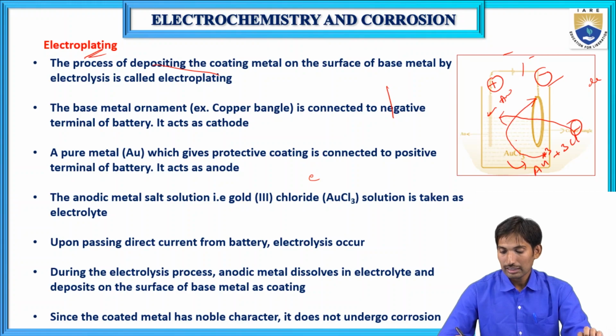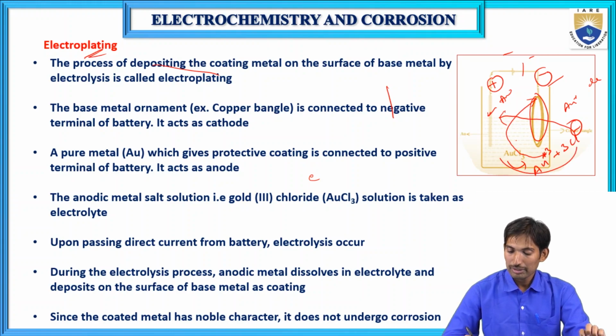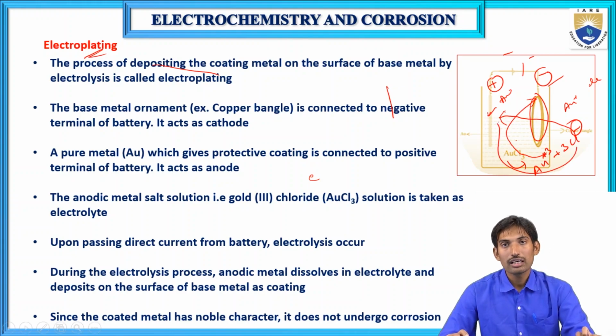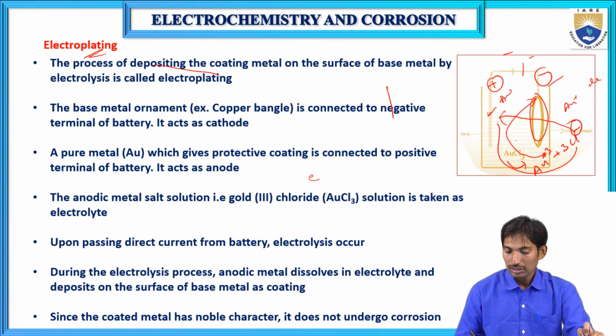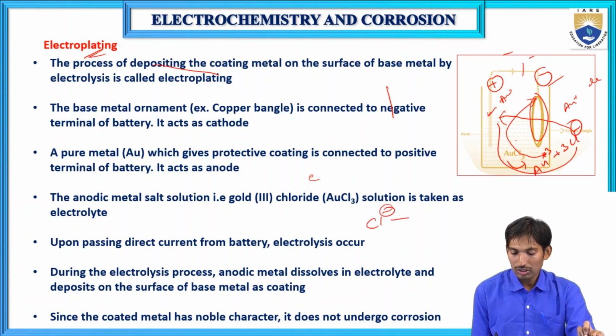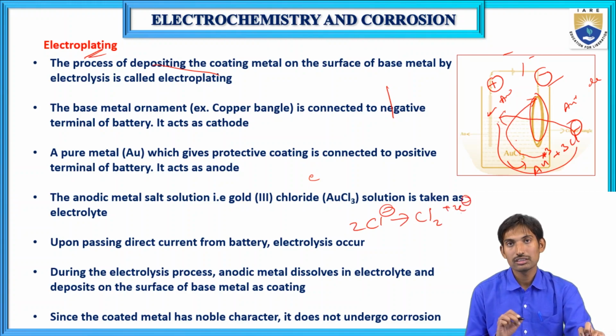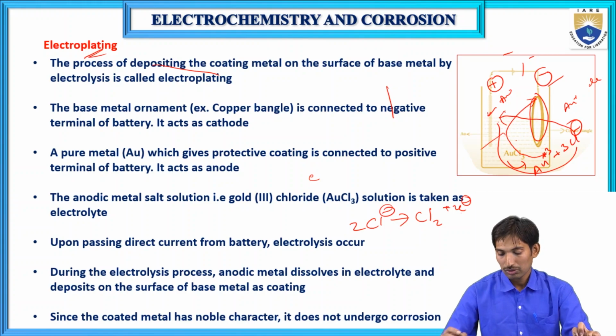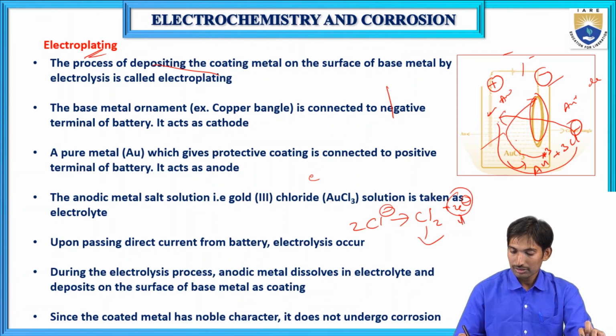So at the copper, what ions are present? Au3+ is present. At the anode, what ions are present? Cl minus ions are present. Already we discussed, at the anode, what happens? At the anode, oxidation takes place. So Cl minus ions undergo oxidation, form Cl2 and release 2 electrons. So here at the anode, chlorine gas is evolved, and these electrons are released.